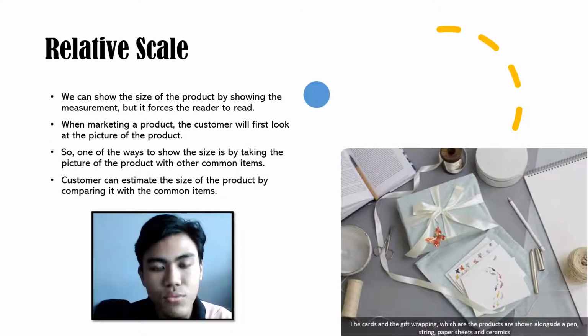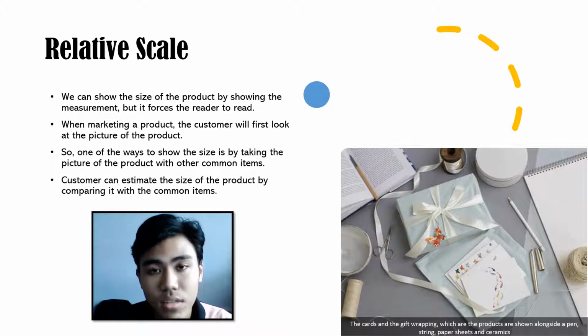The easiest way to show the size of the product is by showing the measurement, but this forces the reader to read the website page. When marketing a product, the customer will first look at the picture of the product, as the picture will capture the customer's attention first. So, one of the ways of showing the size of the product is by taking the picture of the product with other common items.